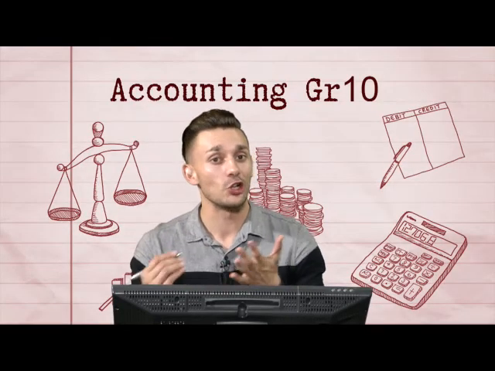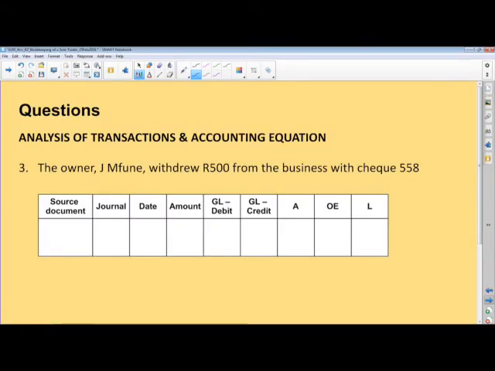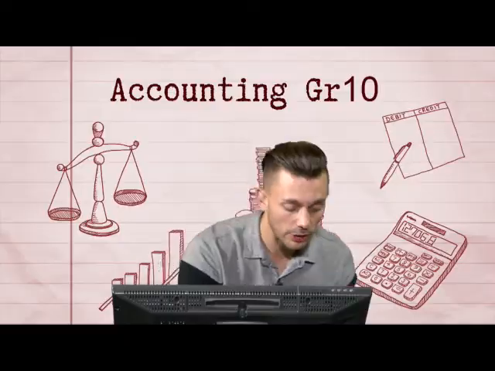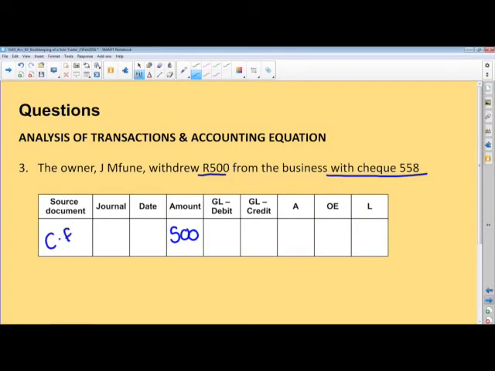Let's mark your answer. Let's look at it together. So the owner, JM Fune, withdrew 500 Rand. So easy marks. Let's quickly put it in the amount column. We have 500 Rand from the business with a check. So he withdrew the cash with a check. We gave the check to the bank to get the cash, right? So we wrote on that check, cash, 500 Rand. What will the business keep? The check counter foil. So I'm going to abbreviate the check counter foil. And then the journal, we are paying Jacob, CPJ, and the date, there it is, it's the 3rd.